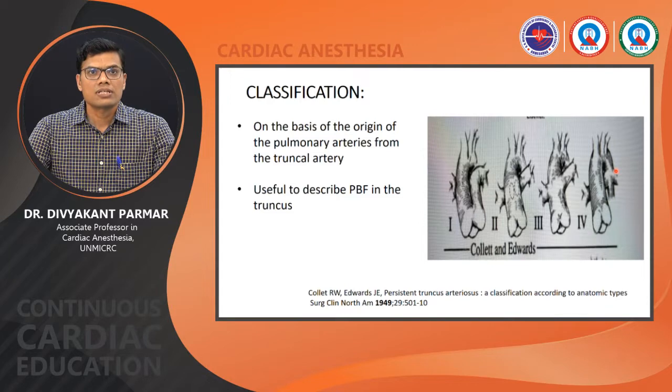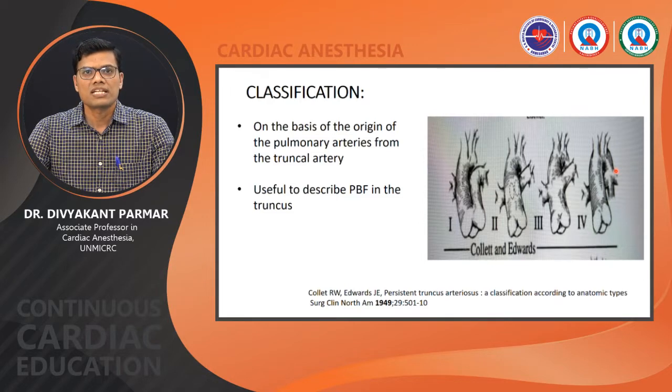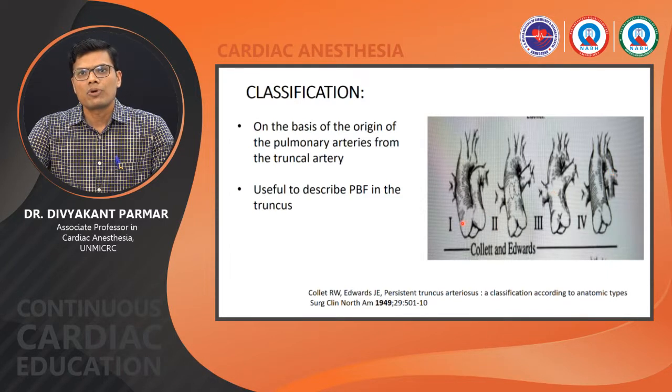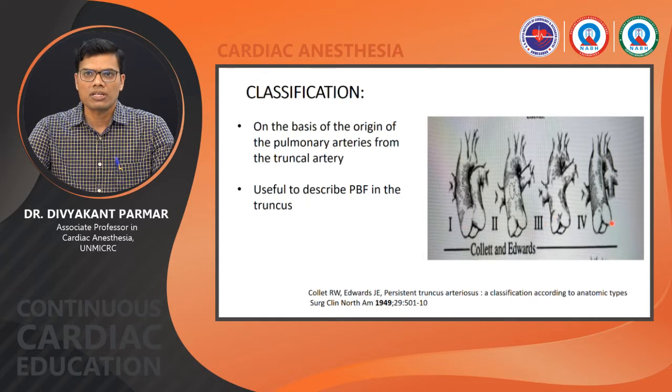Now, this classification is useful to describe pulmonary blood flow in the truncus. In type 1, there is excessive pulmonary blood flow. In type 2 and 3, normal pulmonary blood flow. While in type 4, there is decreased pulmonary blood flow.